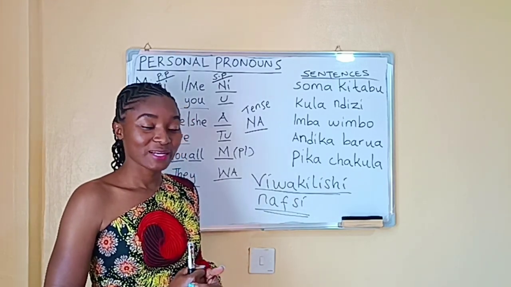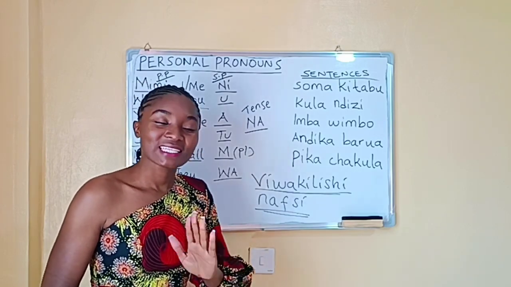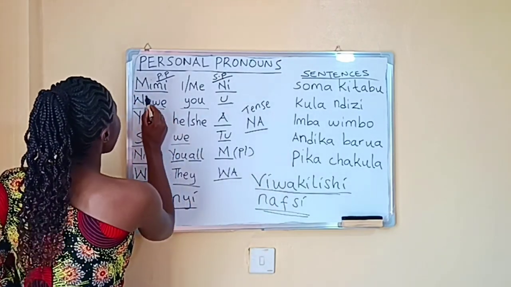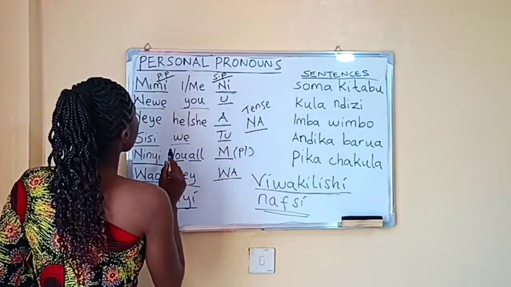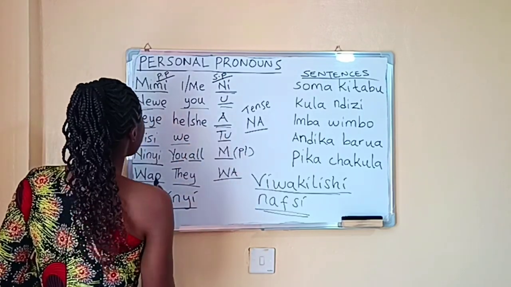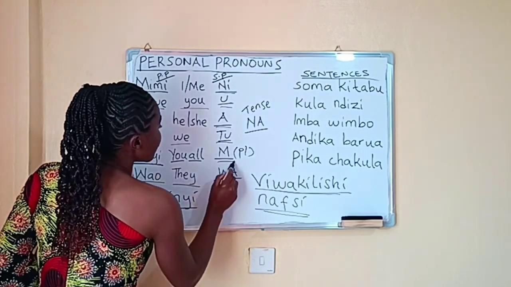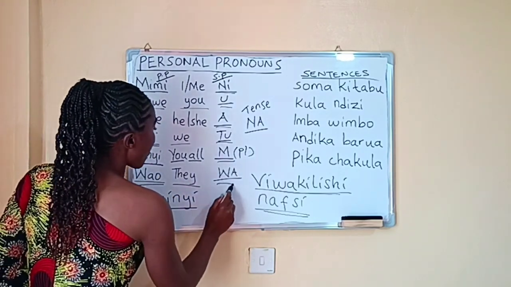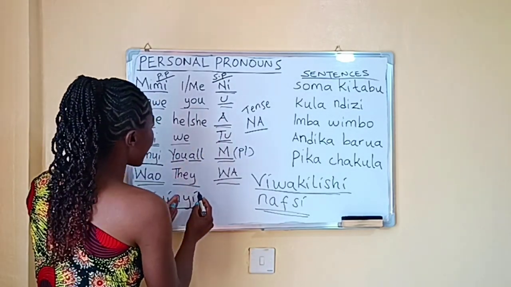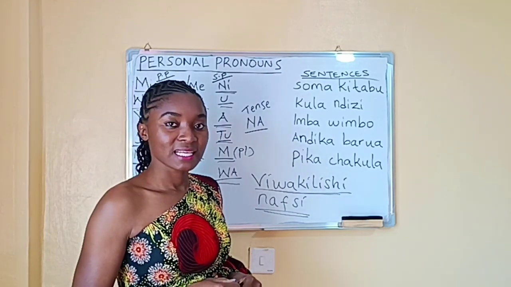Okay, so let's go through it one more time. Don't give up. Continue watching. It's easy. So we have mimi ni, wewe u, yeye a, sisi tu, ninyi m, wao wa. And the English translation is right here in the middle. So let's look at sentences.